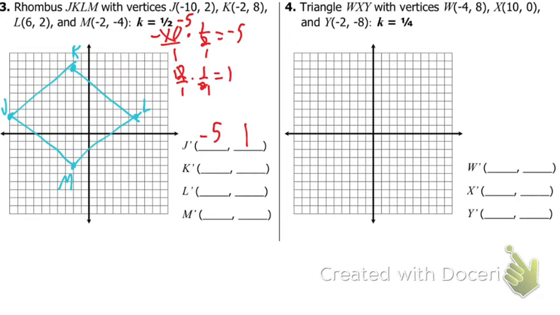Okay, let's talk about this one up here. So K prime should be negative 1 comma 4, is that correct? Yeah. Okay, can somebody tell me what L prime should be? 3, 1. Okay, Kenny? 3, 1. Okay, thank you. Should anyone tell me what M prime should be? Negative 1, negative 2. Okay, Elizabeth? Negative 1, negative 2.